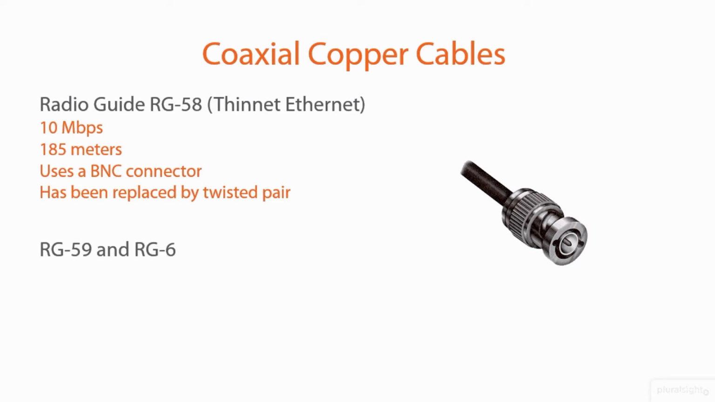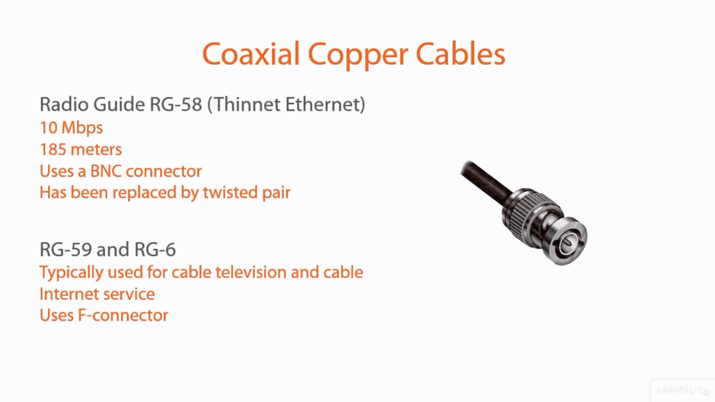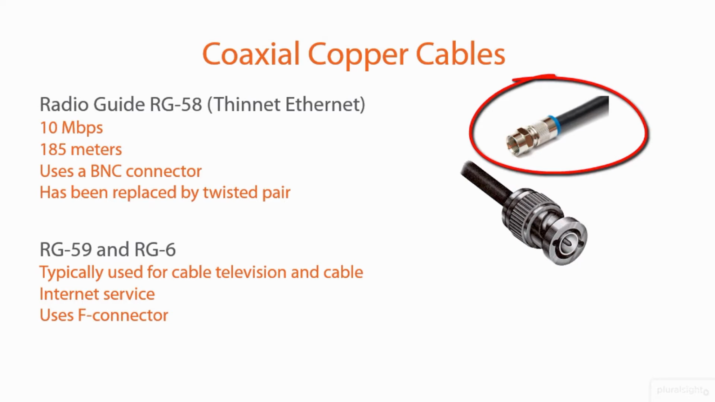What is in effect even now in 2015 and 2016 are the RG59 and RG6 standards. These are typically used, they define the cable used for cable television and cable internet, and what you need to know there is that RG59 and RG6 use the F connector, which you see up here, and this involves a push and screw mechanism.